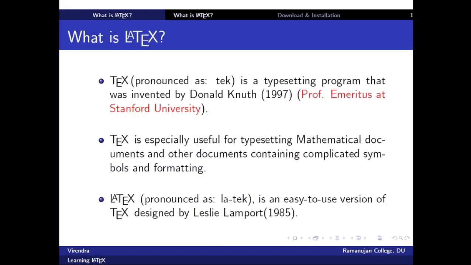TeX is a typesetting program that was invented by Donald Knuth in 1997. TeX is specifically useful for typesetting mathematical documents and other documents containing complicated symbols and formatting. But it was not so easy to use TeX. So it was further simplified by Lamport in 1985 and it was named as LaTeX. So now TeX is known as LaTeX.